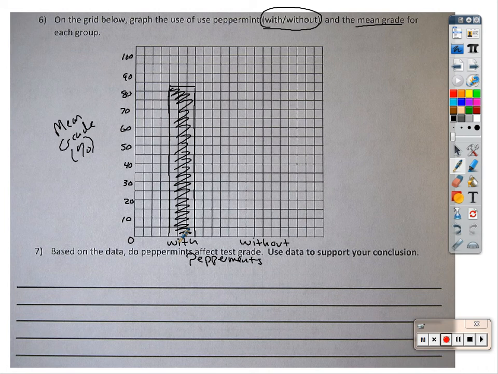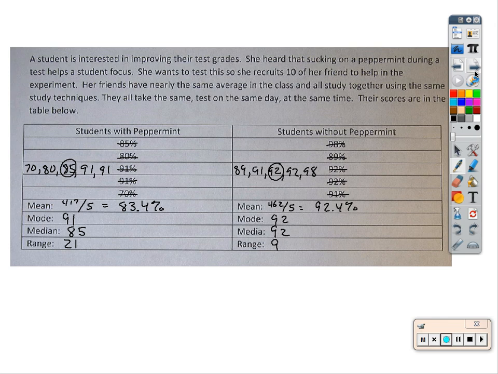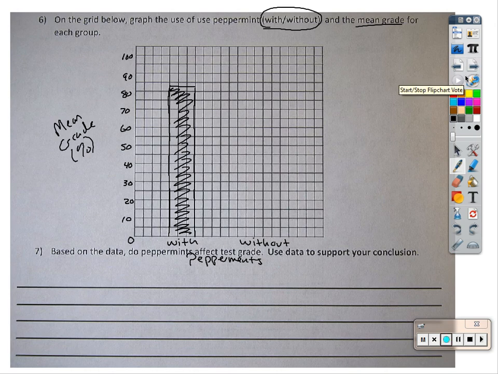My without was 92.4. So 90 is here. 92.4, somewhere in here maybe. Again, I'm going to make it the same width, so 3 blocks wide. It'd be nice if we can shade it different colors, but I don't expect you to bring colored pencils to the test.